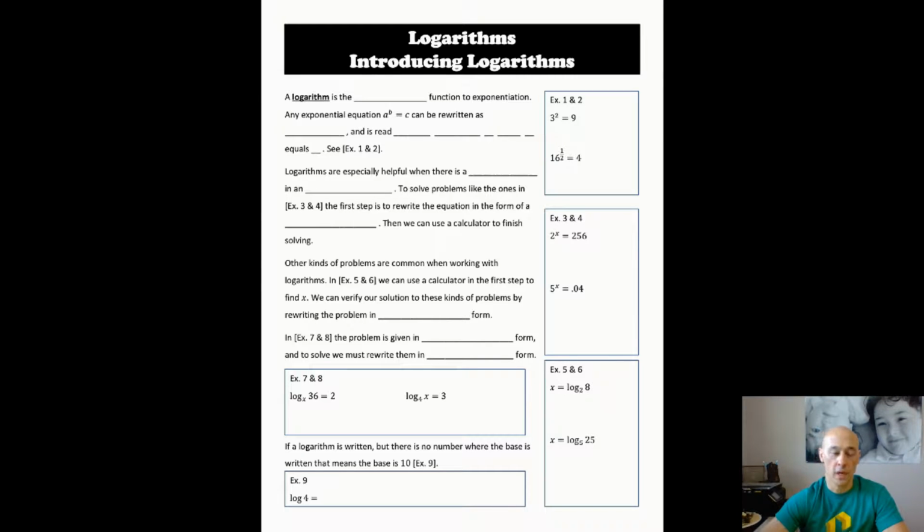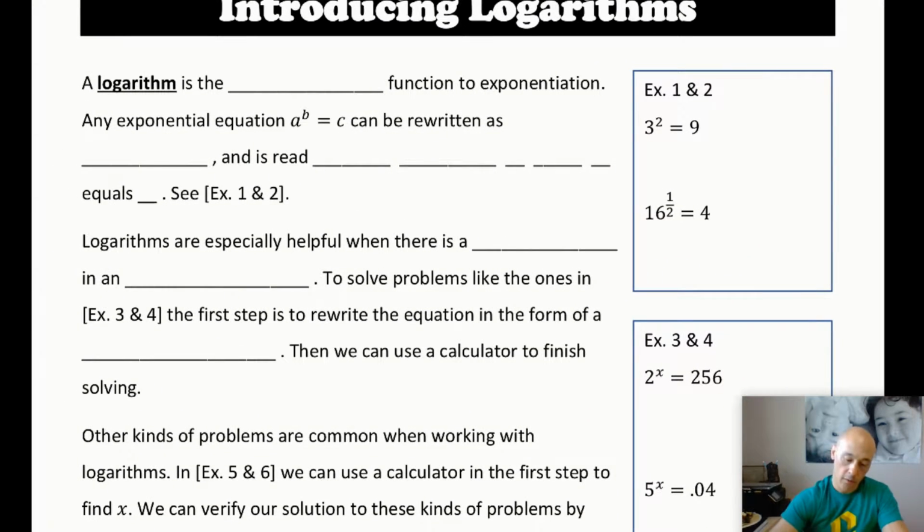Logarithms, introducing logarithms. A logarithm is the inverse function to exponentiation. Any exponential equation, a to the b power is equal to c, can be rewritten as log base a of c is equal to b.